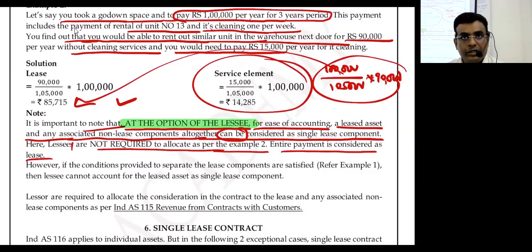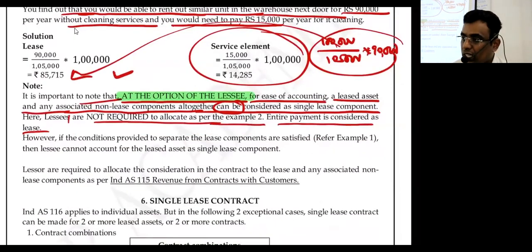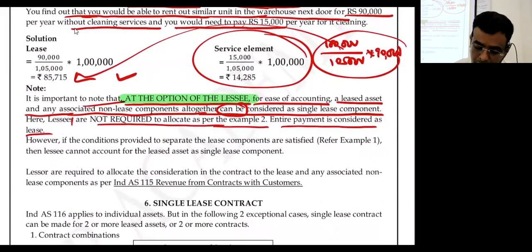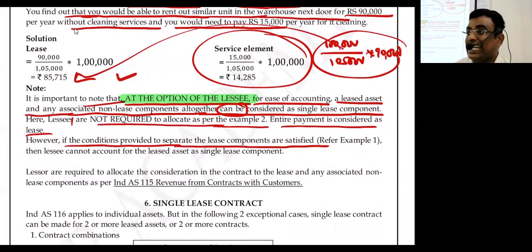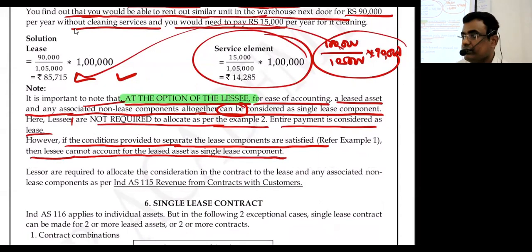I hope you are getting connected with me, everybody. Now, if that option is not used, then there has to be a condition. However, if the conditions provided to separate the lease components are satisfied, then the lessee cannot account for the leased asset as a single component.